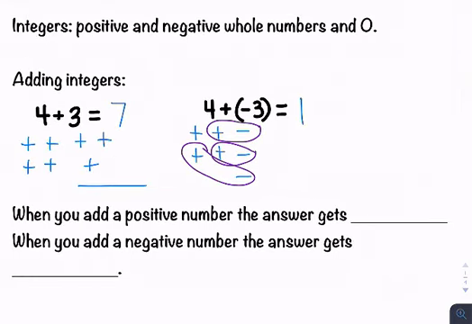So we can say when we add a positive number to any number, positive or negative, our answer is going to get bigger. When we add a negative number, like our second example, the answer gets smaller.